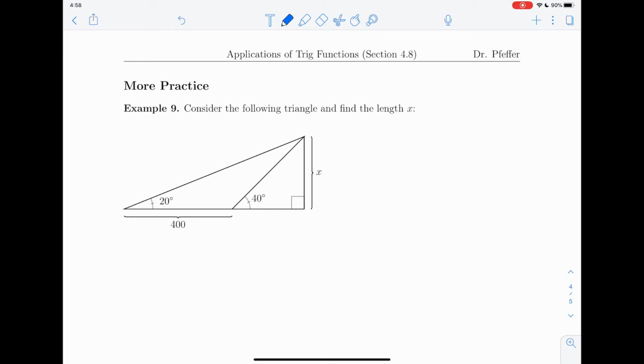Hello and welcome back to part 2 of applications of trig functions. In this video, we're going to pick up where we left off and look at a few more examples of what we can do. The first half of this video is going to have us look at some more abstract sort of triangle problems and see what we can do.